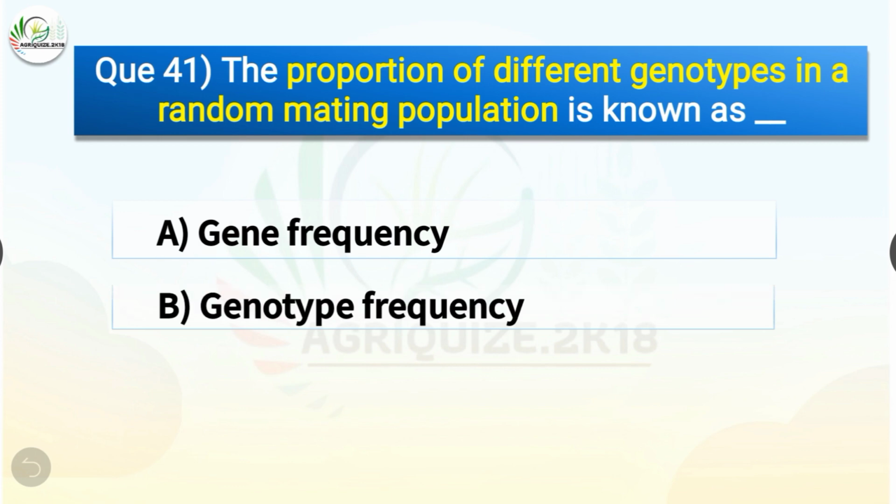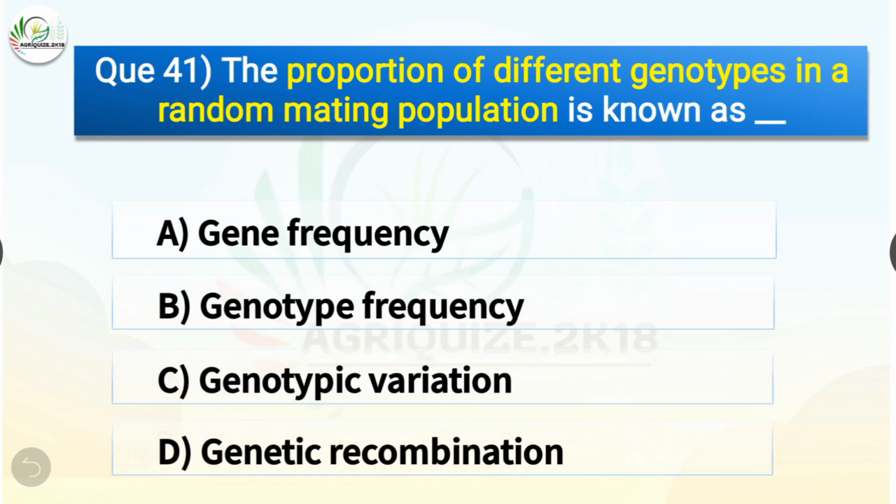Question number 41. The proportion of different genotypes in a random mating population is known as. The options are gene frequency, genotype frequency, genotypic variation or genetic recombination? The correct answer is option B, genotype frequency. So the proportion of different genotypes in a random mating population is known as genotype frequency.